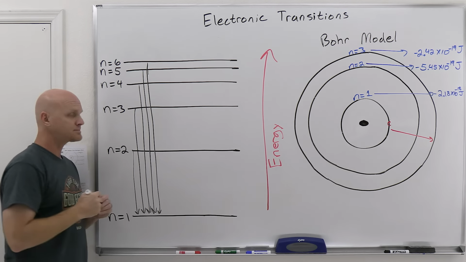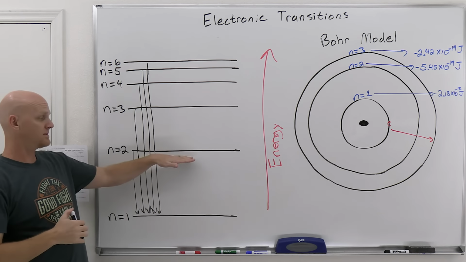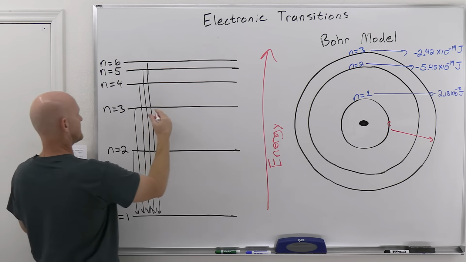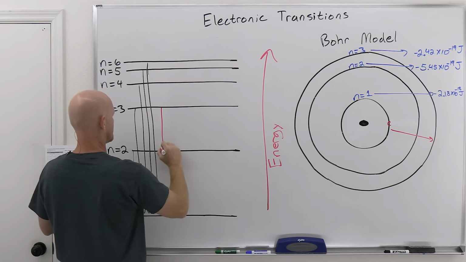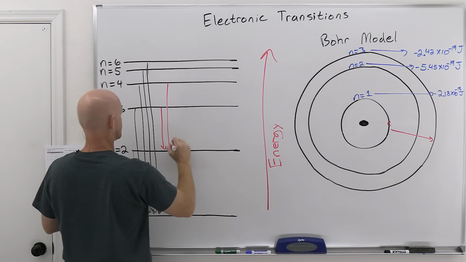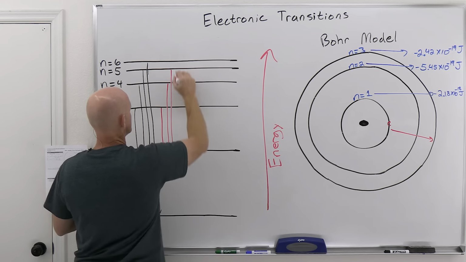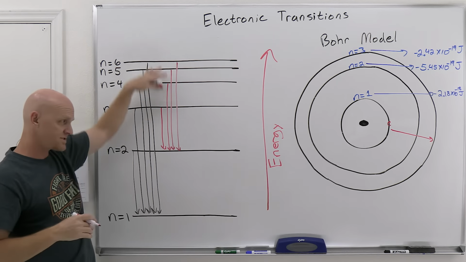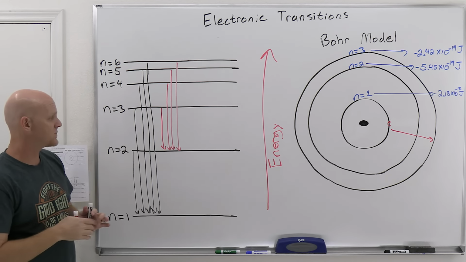and 6 to 1. Now, some of them could only end up falling to 2. That can happen as well. And so in this case, we have some falling from 3 to 2, some from 4 to 2, some from 5 to 2, 6 to 2. And notice I only showed up to n equals 6, but there's 7, 8, 9. There's a whole bunch of these still. And so we'd get another series.